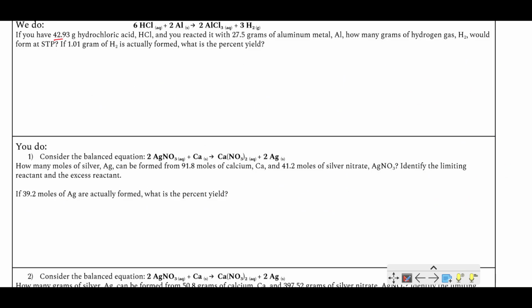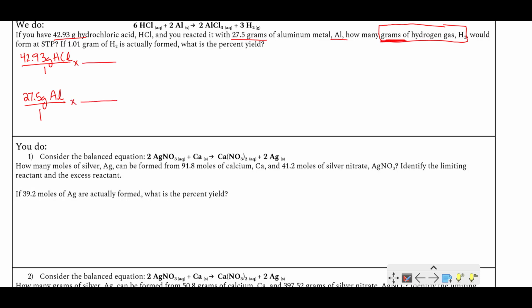And for this one, we have 42.93 grams of HCl and 27.5 grams of aluminum, and we want to know how many grams of hydrogen gas we can produce. So I'm going to set you up with the first step on this, but then I'm going to recommend that you go ahead and pause the video and see if you can work out the rest of the steps by yourself. So we're going to put 42.93 grams of HCl over 1, and we're going to put 27.5 grams of aluminum over 1.